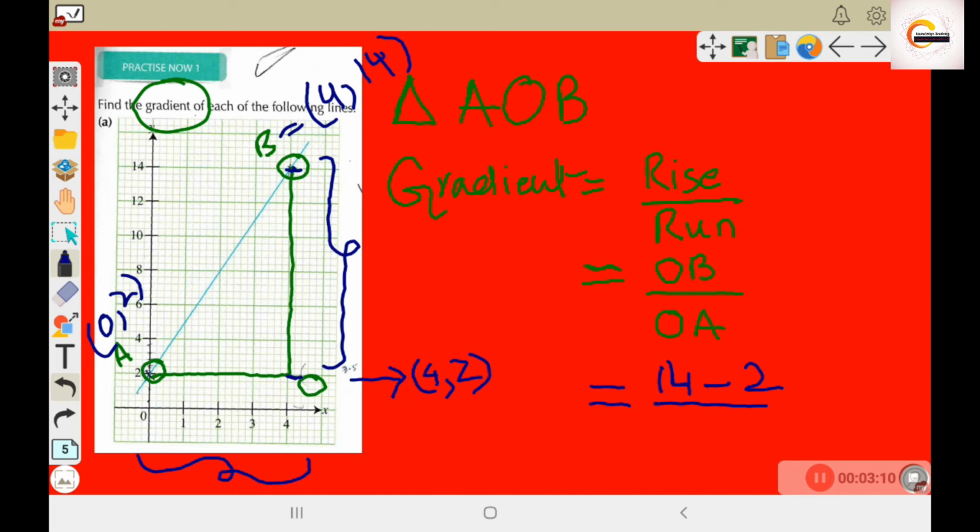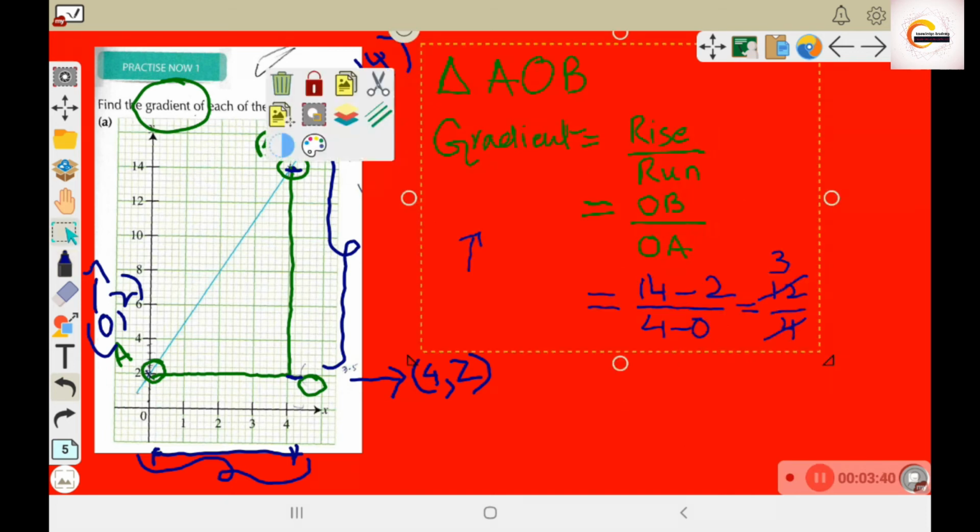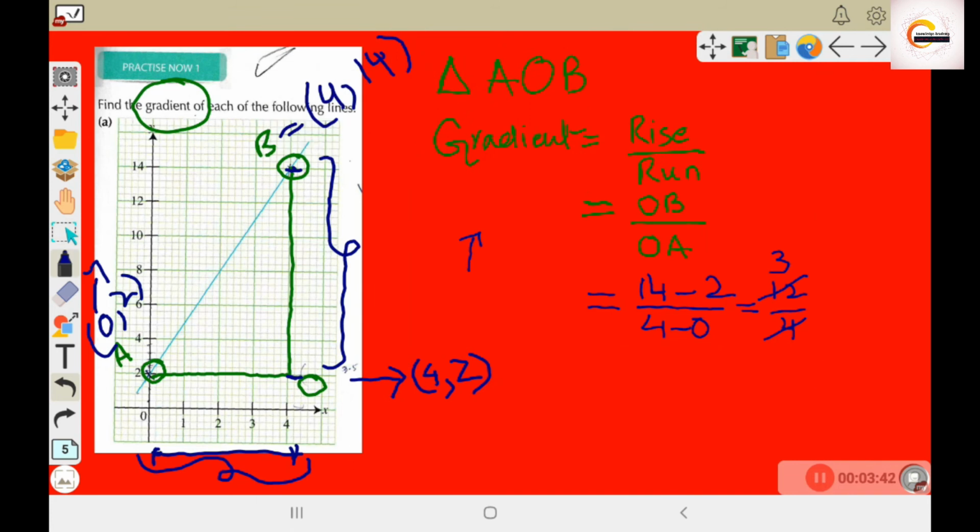OA, how will we calculate OA? Again, final value minus initial value. Final value is 4 and initial value is 0. See, 4 minus 0 is going to be 12 upon 4. 4 ones are 4, 4 threes are 12. Required gradient is, I am going to write it down like this, 3.